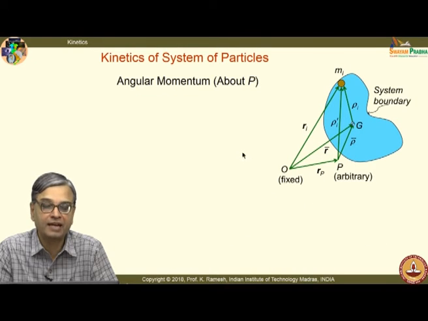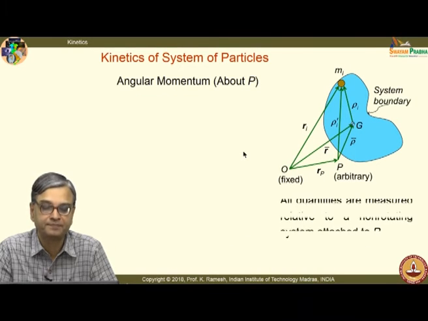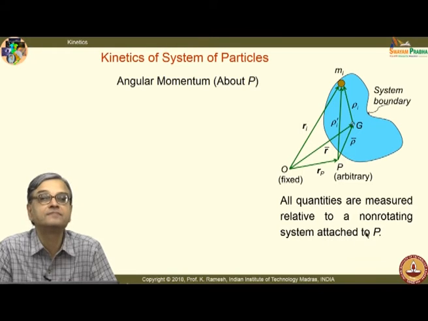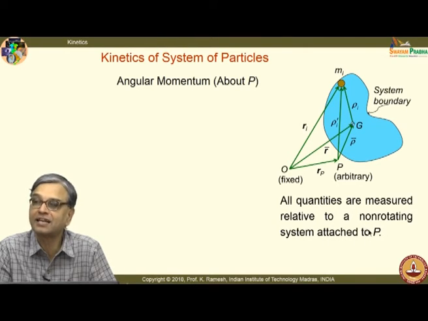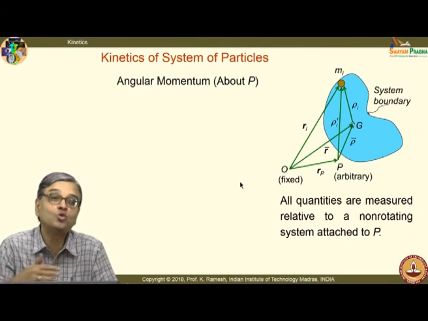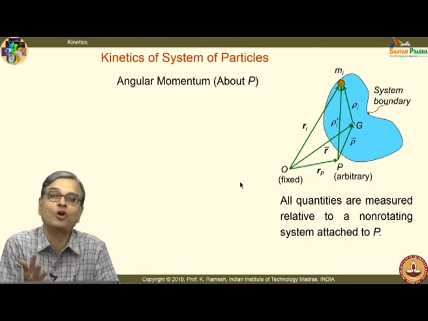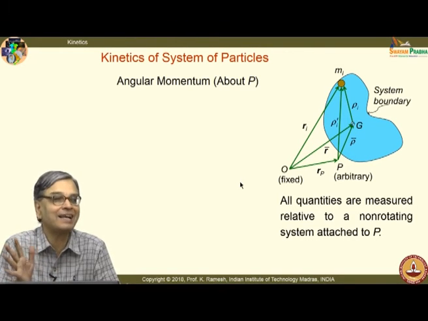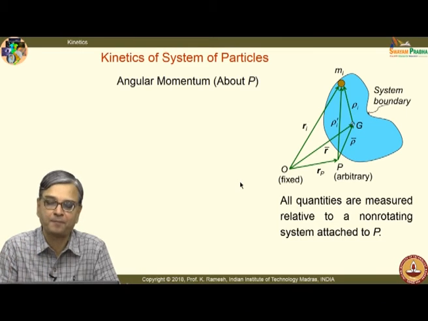So, we will write angular momentum about P, and when I say point P, you can imagine that there is a non-rotating axis attached to P. When I say a non-rotating axis attached to P, that axis can have acceleration. You do not lose sight of it. The point P, what I take, is not a static point in space, it can have acceleration. Fine.